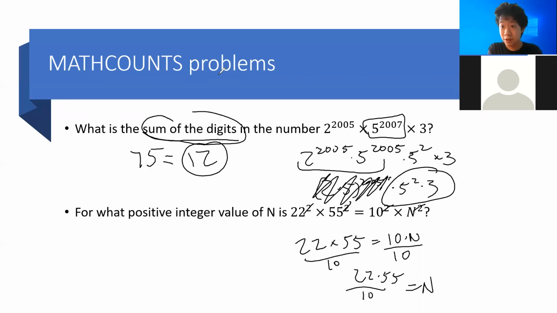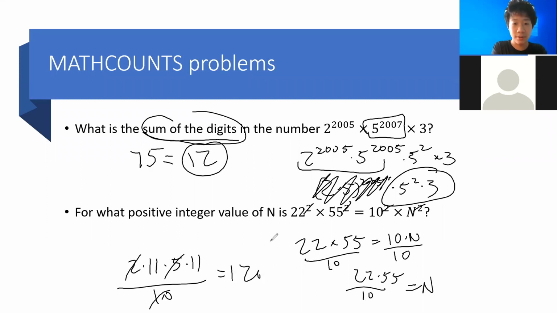But if you want to be really efficient, then you turn 22 into 2 times 11, 55 into 5 times 11, and all of those over 10. 2 times 5 is 10. Well, these go away. 11 times 11 is just 121. Okay, so that's the answer. Any questions?